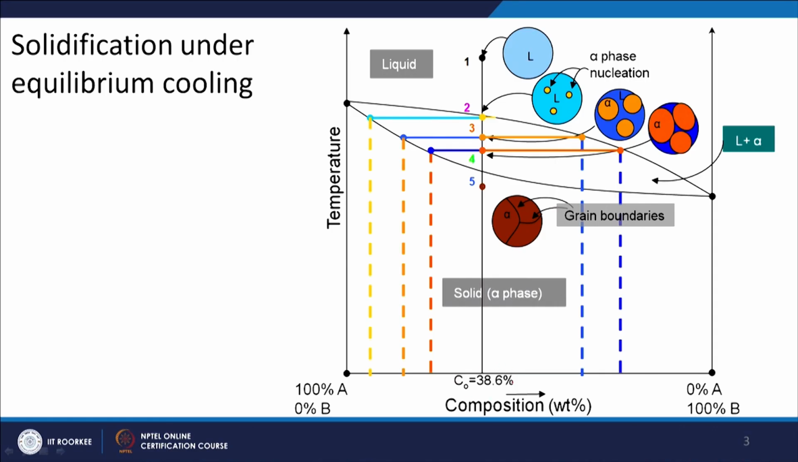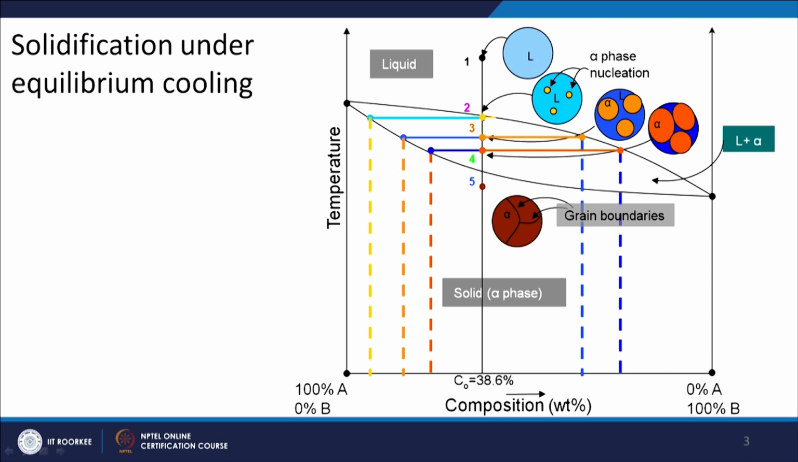Here we will take one alloy with a composition as given here, C0 of 38.6%, and at point 1 we have heated the alloy and brought it into the completely liquid phase. The condition of the system at that point is depicted in this circle here, and we are showing the liquid in blue, with a composition given by C0. So, at this point the liquid phase has a composition of 38.6%, and the whole volume is liquid.